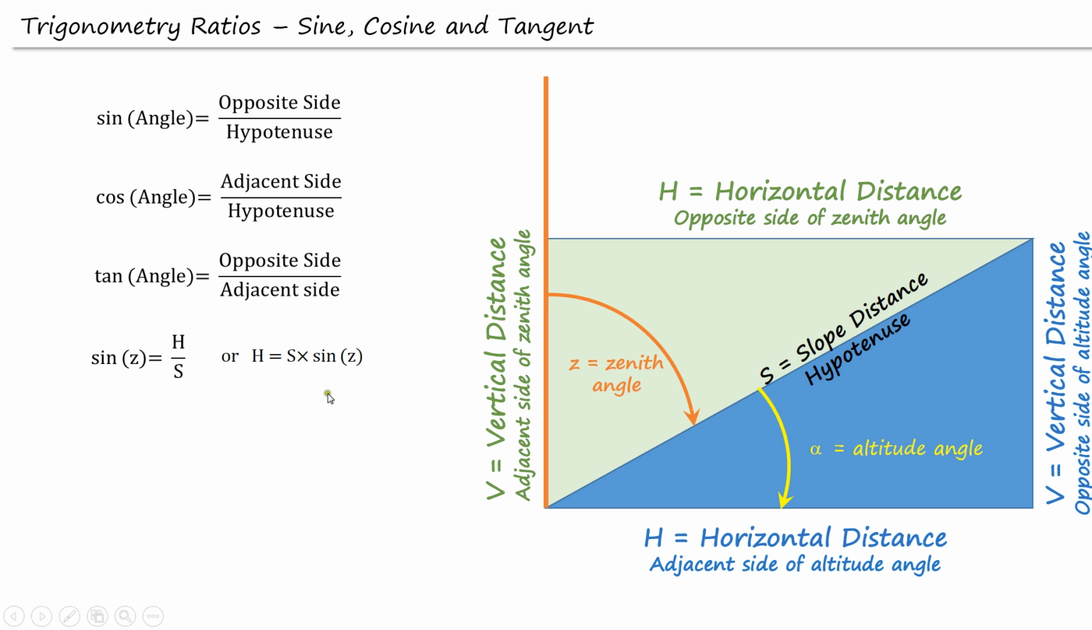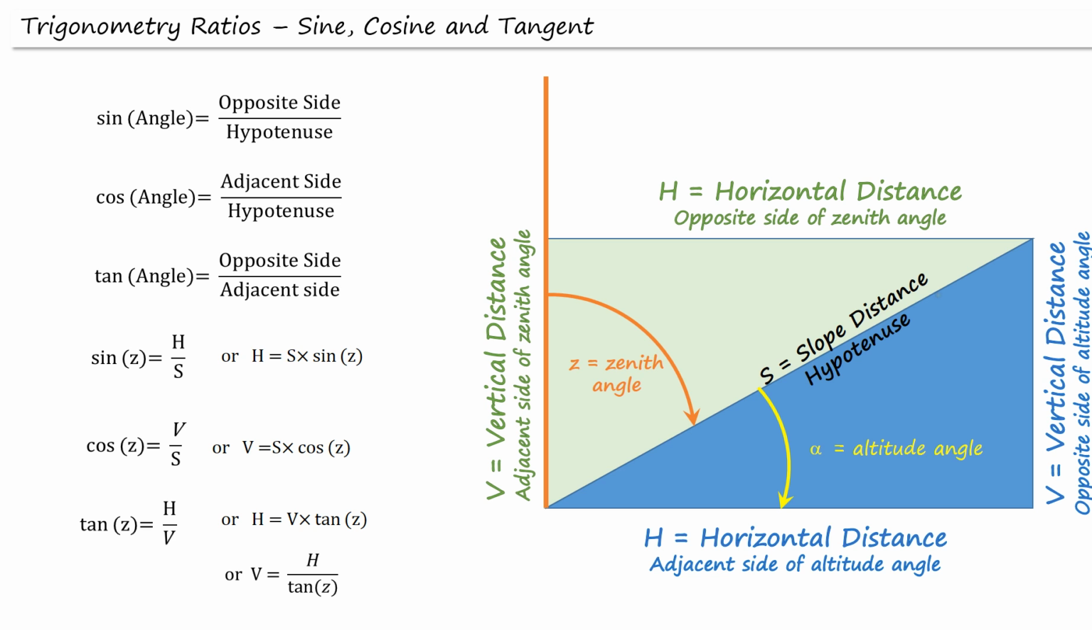So when we're looking at this, we can say the sine of the zenith is equal to the horizontal distance over the slope distance. Or we can rearrange the equation to solve for the horizontal distance. Cosine of the zenith angle is the vertical distance over the slope distance. Or we can say we're going to solve for the vertical distance using the slope distance times the cosine of the zenith. Now, we're using the zenith because this is what the total station will actually read on the screen. It'll be called the VR angle.